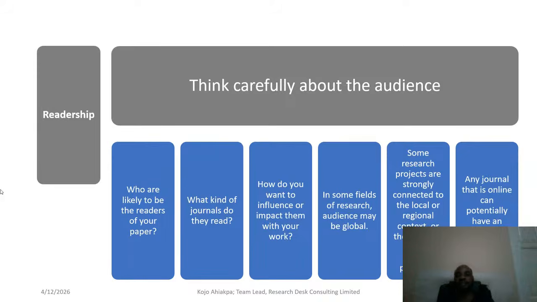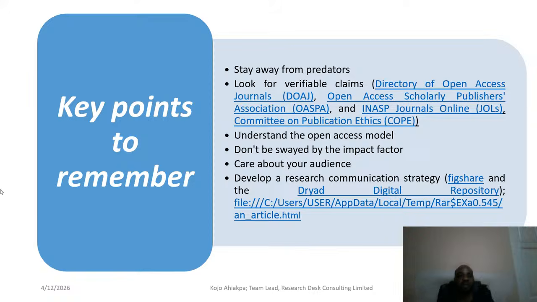So before you submit, think about your readership. And these are some of the points. Who are the likely readers of your research paper? What kind of journals do they read? How do you want your work to influence or impact them? In some fields of research, the audience may be global. For instance, if you're writing for a global audience, you should have that at the back of your mind. And some research projects are strongly connected to local or regional context, like I mentioned. If your work is more relevant to the regional economy or the regional policy dynamics, it's better to target a regional journal than a global journal.